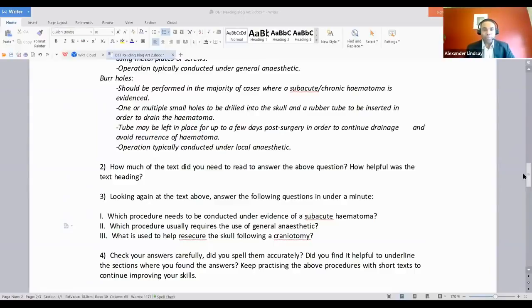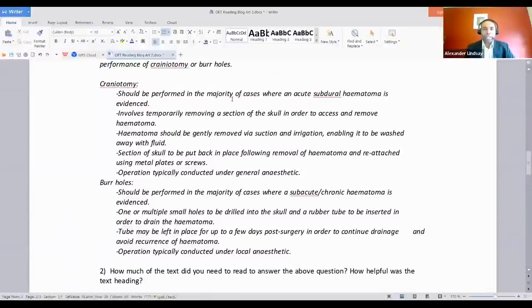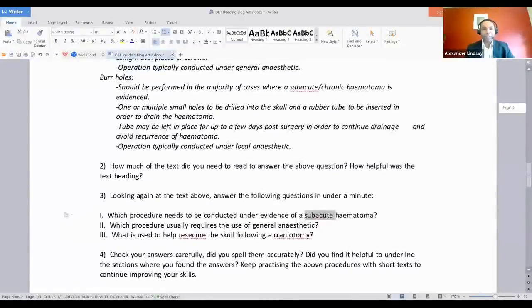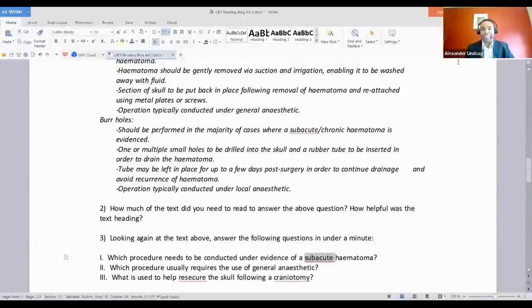But let's see then. Which procedure needs to be conducted under evidence of a subacute hematoma? Remember, again, this is where we're scanning. We're looking for specific words. So let's see what it says about craniotomy. It should be performed in the majority of cases where an acute subdural hematoma is evidenced. What did the question say? Well, the question was actually looking at subacute hematoma. So what about burr hole? It should be performed in the majority of cases where a subacute or chronic hematoma is evidenced. So for those who put burr holes, you were correct. We know which text we're looking at because there's only one text to go through. But when we're scanning, we need to really make sure that we found the correct answer. This is why I gave the advice before about underlining. Okay, so you underline it.